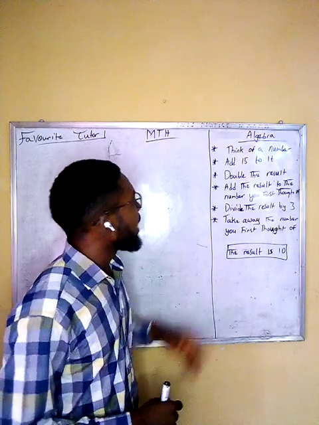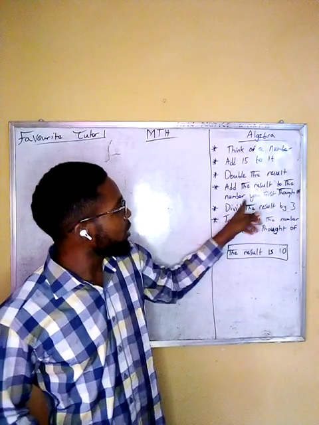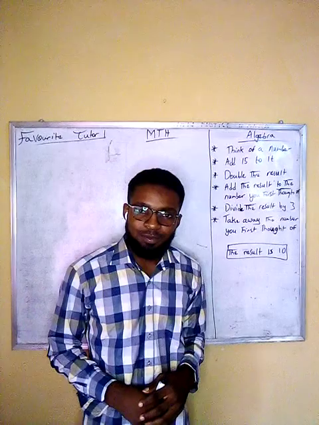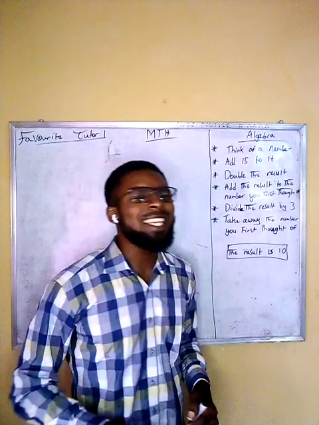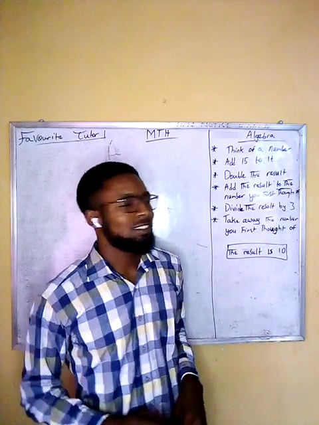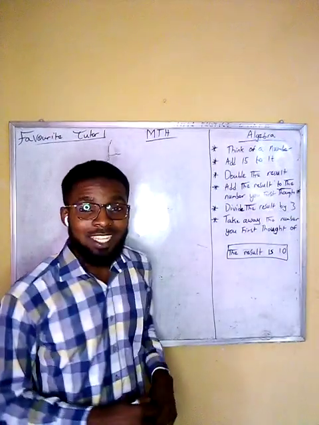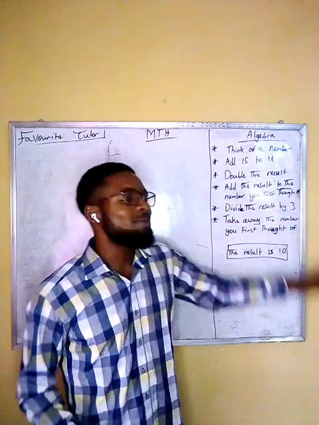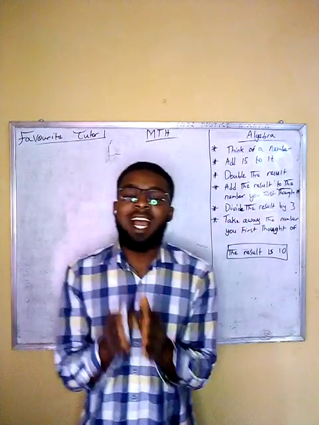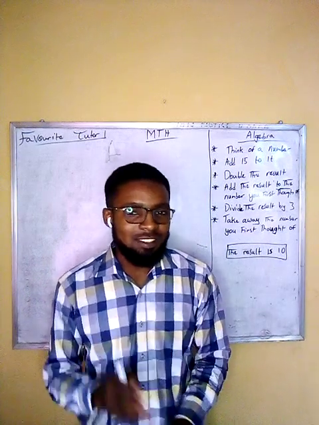The next one, add the result to the number you first thought of. Now the number you first thought of, which is your original number, add it again to the result. Okay, have you done that? All right, the next one, divide the result by 3. Now your result, divide it by what? 3.